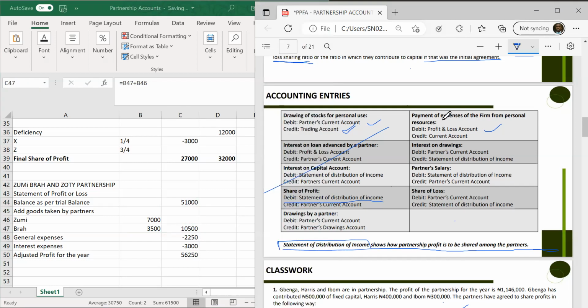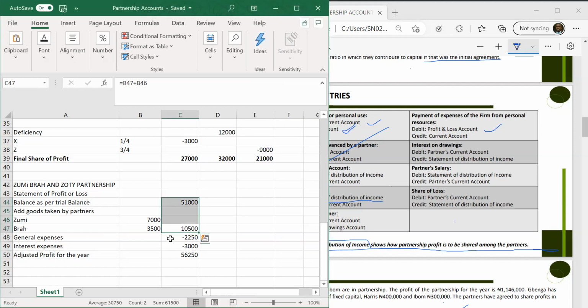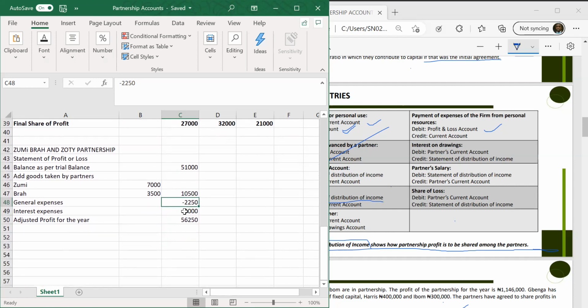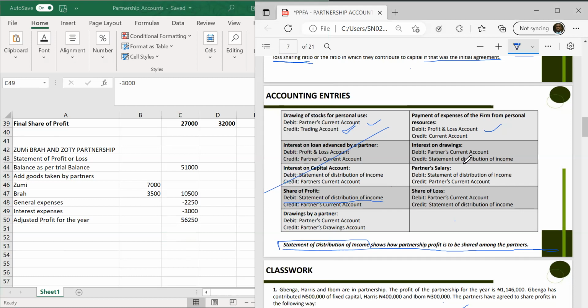Then the expenses, payment of expenses, see it here. You debit the profit and loss account, right? And you credit the current account. You have debited the profit and loss account. We will credit the current account when we are doing the capital account leg of the transactions, right? That's when we'll treat that part. Interest expenses, I've also shown you how to do that one, and I've explained that.